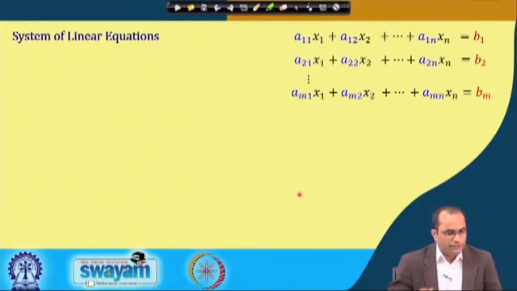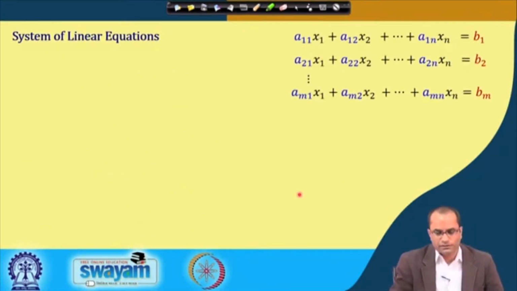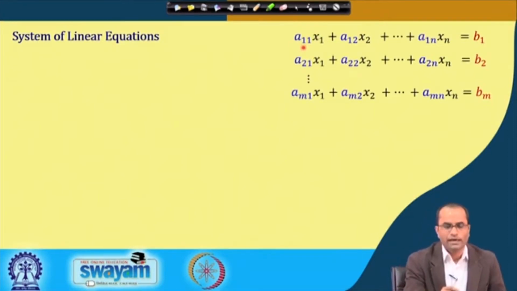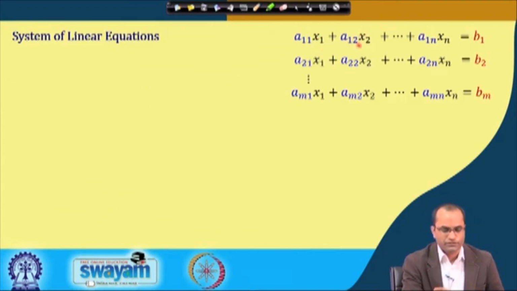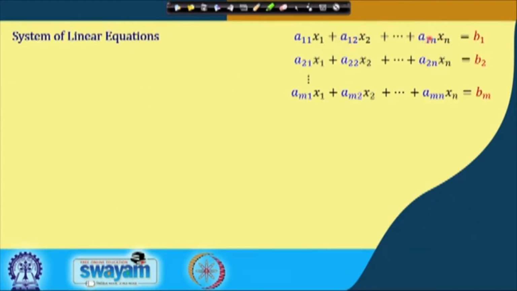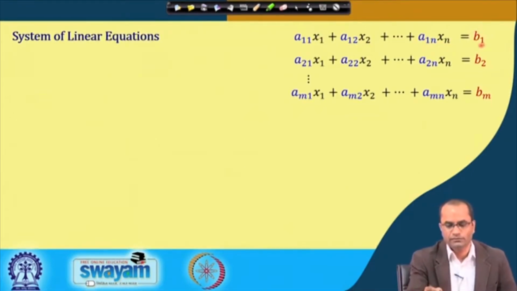So, here the system of linear equations. This is a general system written in terms of the equation. This is the first equation where we have the coefficients a11 x1, and the coefficient of x2 is a12 and so on, a1n xn is equal to b1. So, this is the first equation where a11, a12 and a1n are the coefficients. They are real numbers, and x1, x2, x3 and xn are the unknowns, and the right hand side b1 is again some real number.